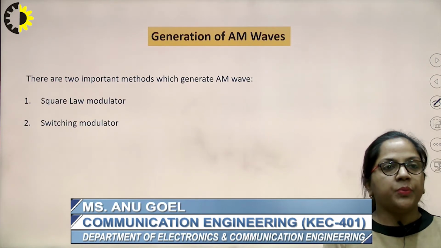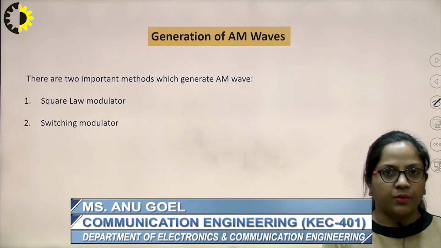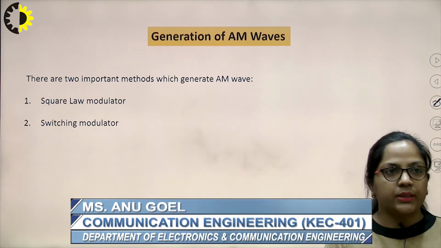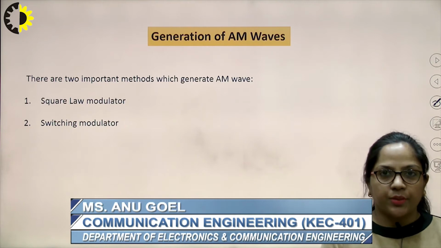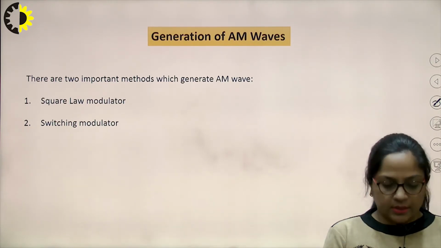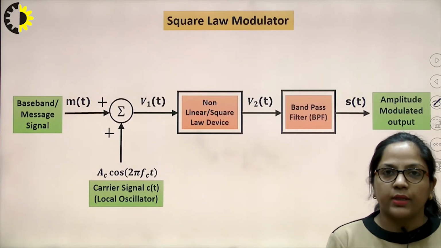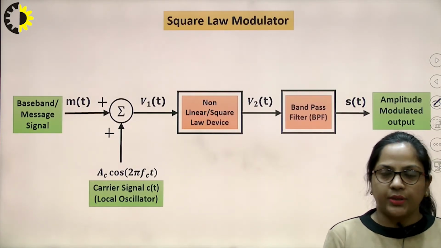Here we have two important methods with the help of which we can generate an AM waveform: the square law modulator, and the second one is the switching modulator. So, let us start with the discussion of generation of AM waveform with the help of the square law modulator.